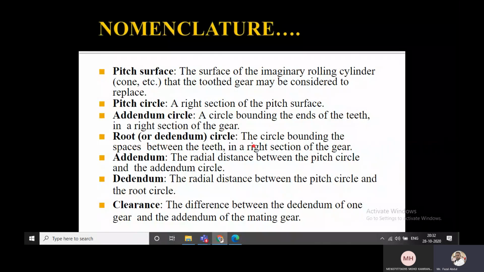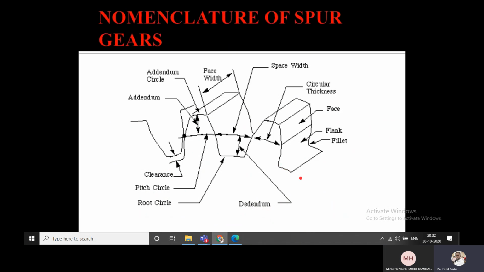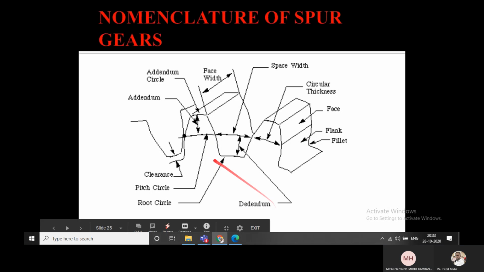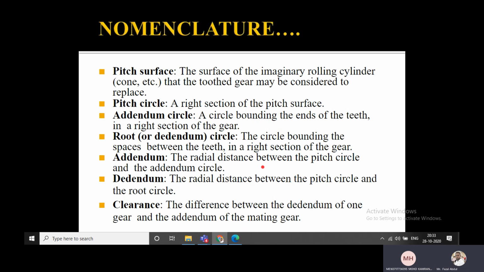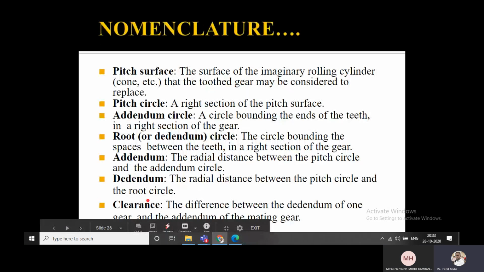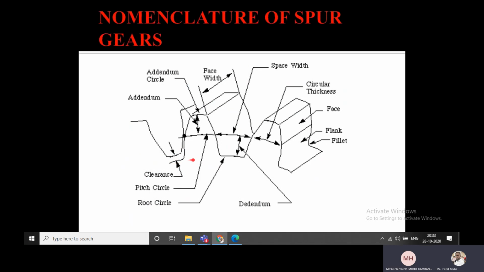Dedendum circle is the circle that passes through the bottom of the tooth. The distance between the dedendum circle and the pitch circle is known as the dedendum. See, this is the difference. Now, clearance. Clearance is the difference between the addendum and dedendum of the meeting gears. This is the addendum circle, this is the dedendum circle, and the difference between these two circles is known as the clearance.